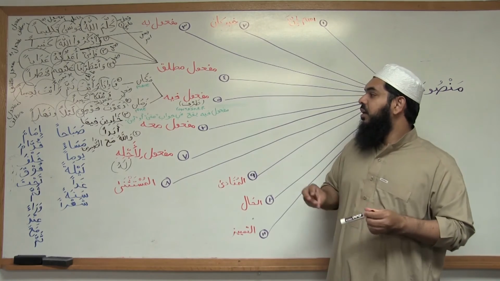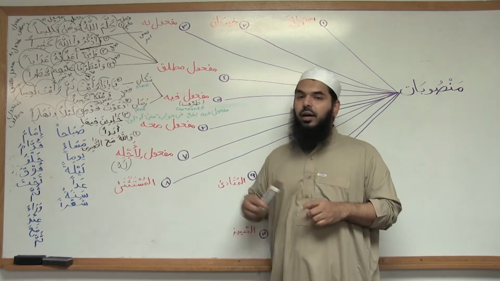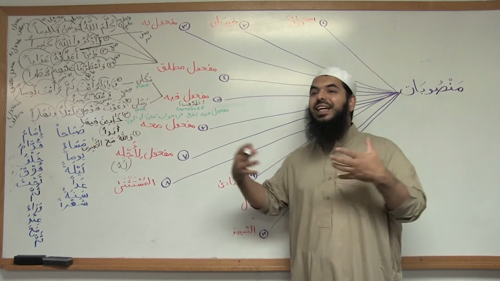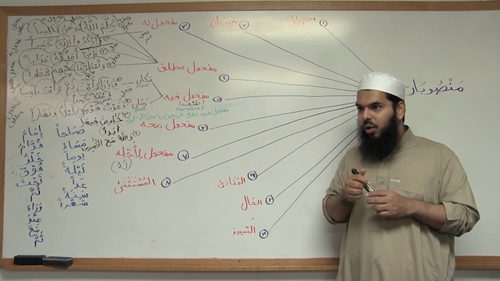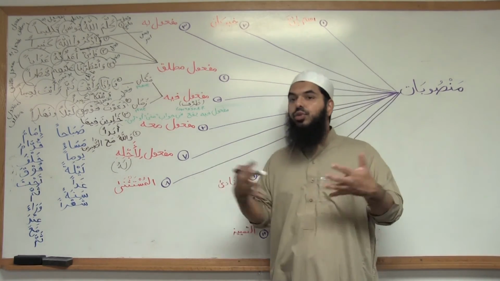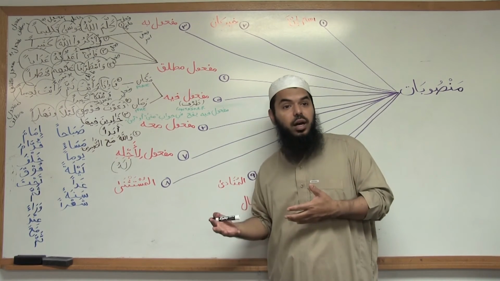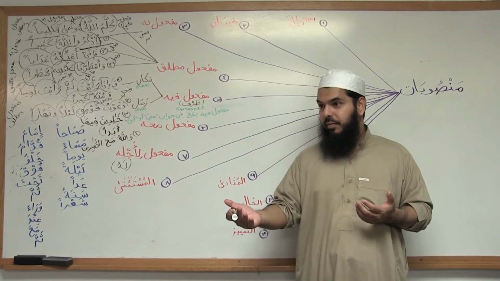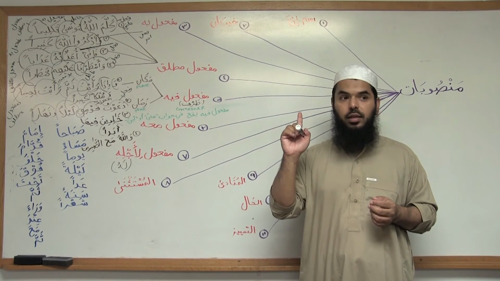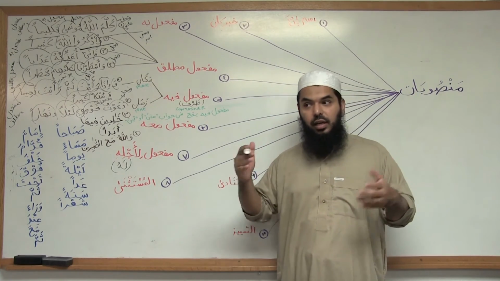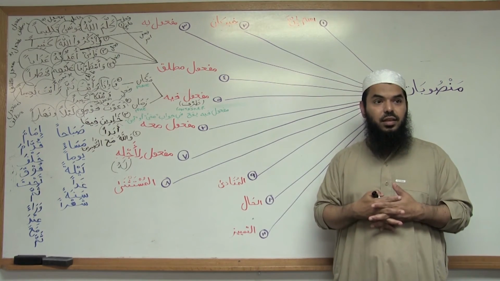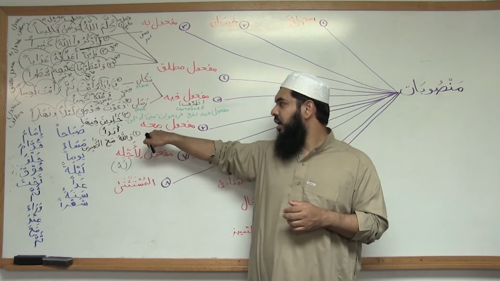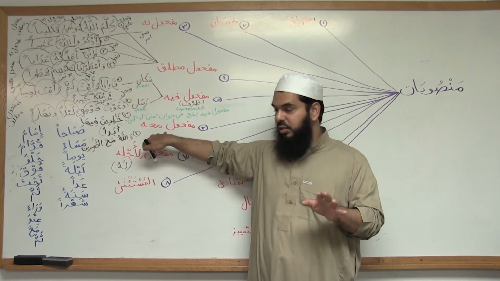Tayyib. Now, maf'ul ma'hu. Ma'hu, with. When you see a wow, sometimes it's atf, to join. But sometimes it's not. Sometimes it's for qasam, like wallahi. Right? So there, it's a qasam. Sometimes it's to show togetherness. And we'll get into that, inshallah, in the next dars. But I'm just introducing these.